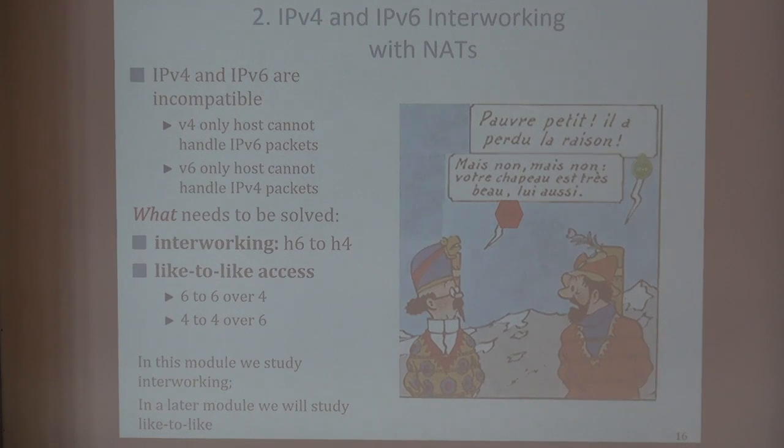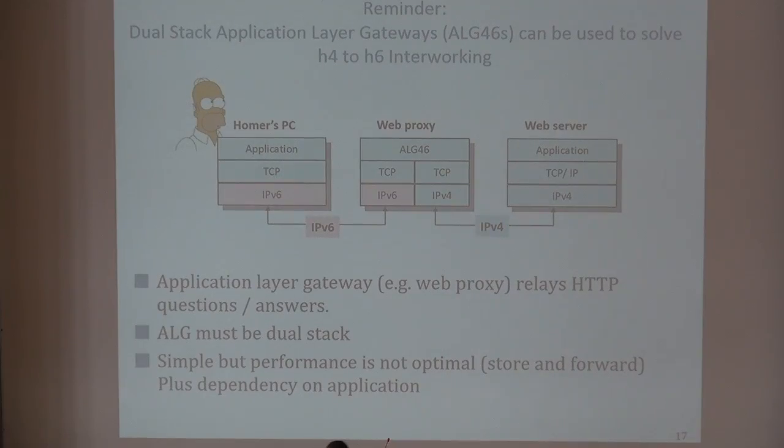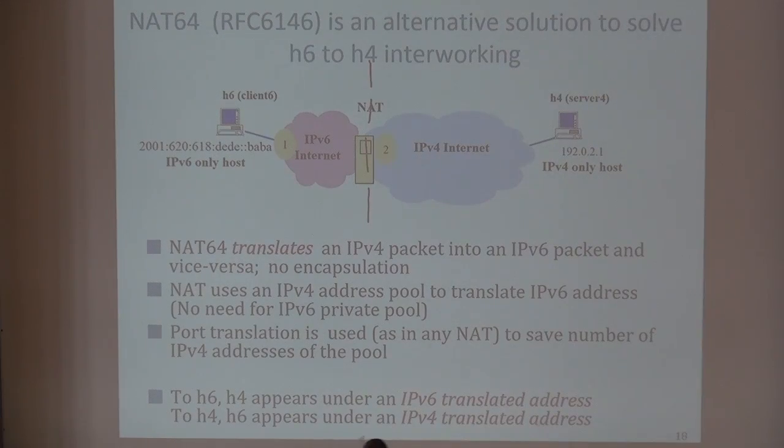Voilà, so let's continue our exploration of the dark face of IP, with IPv4 versus IPv6 interworking. I'm just repeating what we've said a minute ago, and we've seen one solution to the interworking, which is an application layer gateway. Now there is another solution, which is more in line with the end-to-end principle of the internet, called NAT64. NAT is the Network Address Translation mechanism, and 64 means between IPv6 and IPv4.